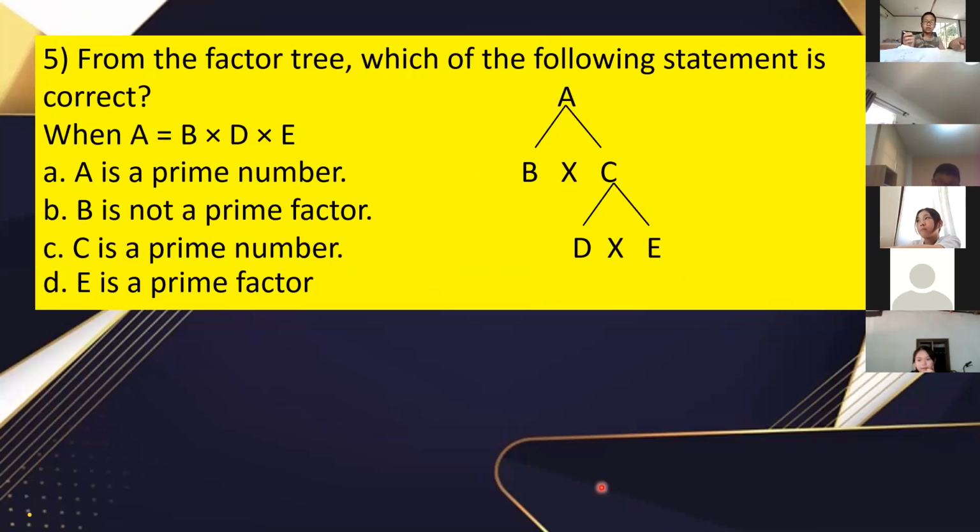Okay, number 5. From the factor 3, which of the following statement is correct? When A is equals to B times B times E. So, A, B, C, or D. A is a prime number, B is not a prime factor, C is a prime number, and E is a prime factor. So, which of these statement is correct?